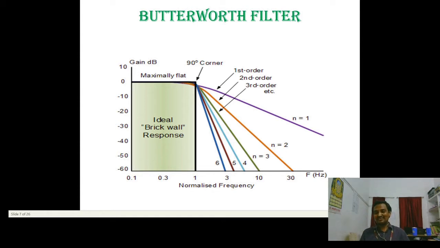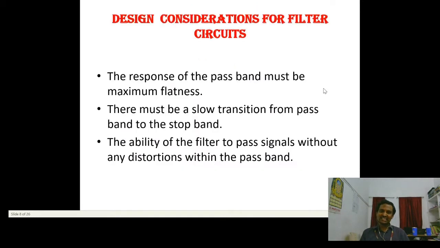Why are we not achieving this brick wall response? As the value of n increases, the number of stages increases, and the corresponding loading effect will increase. Considerations for the particular Butterworth filter: the response of the pass band must have maximum flatness. So we choose the Butterworth filter in such a way that we get a very flat pass band.